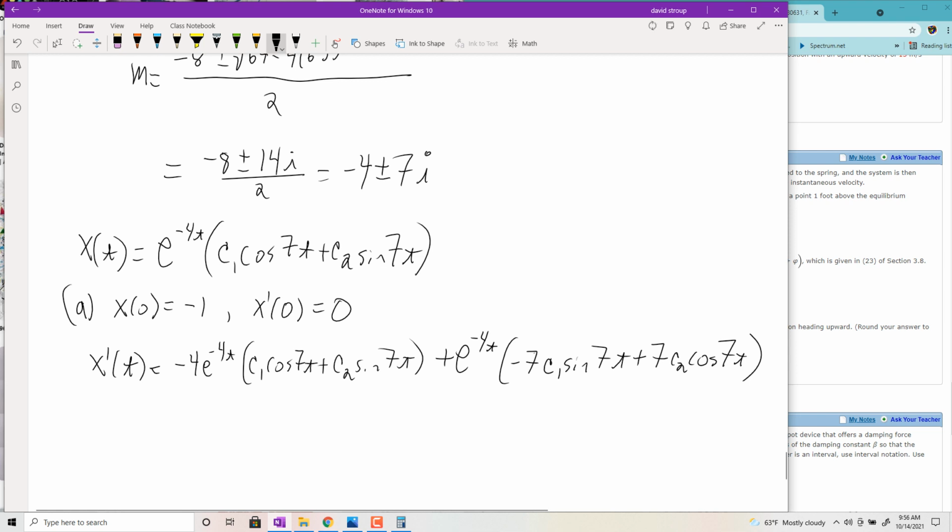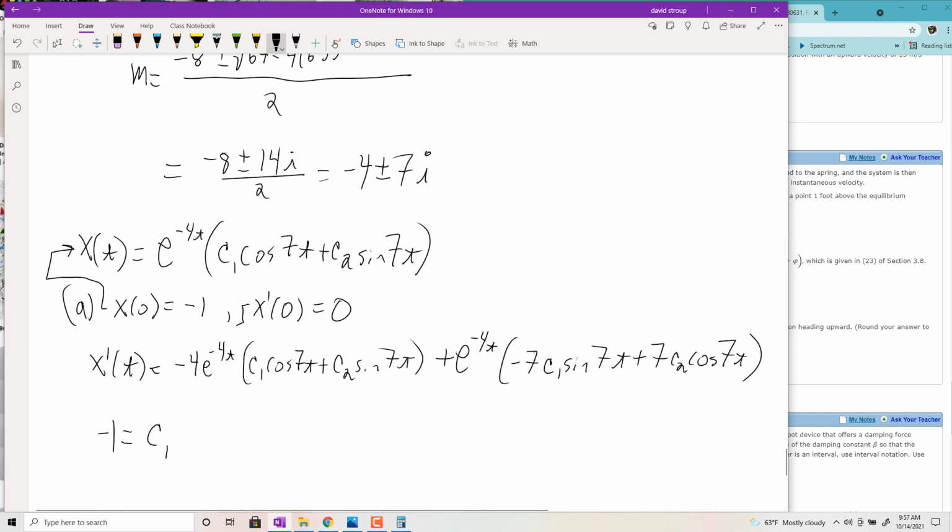Plugging the first initial condition into the motion equation, I'm going to get -1 equals e to the 0, which is 1, times c1 cosine of 0. Cosine of 0 is 1, so just c1. Sine of 0 is 0, so c2 times 0 is just 0.